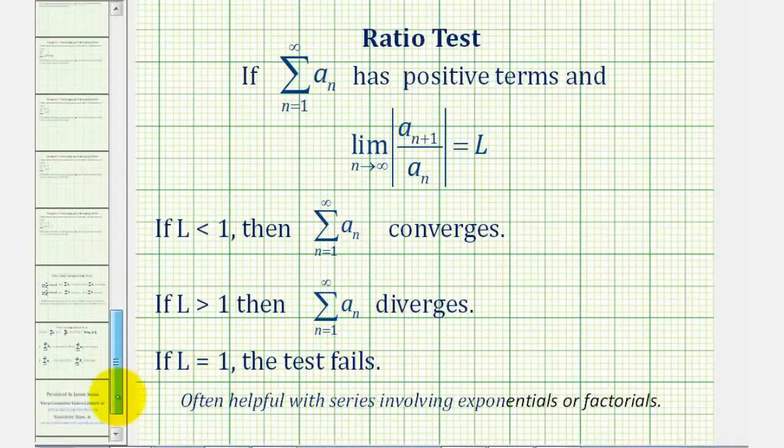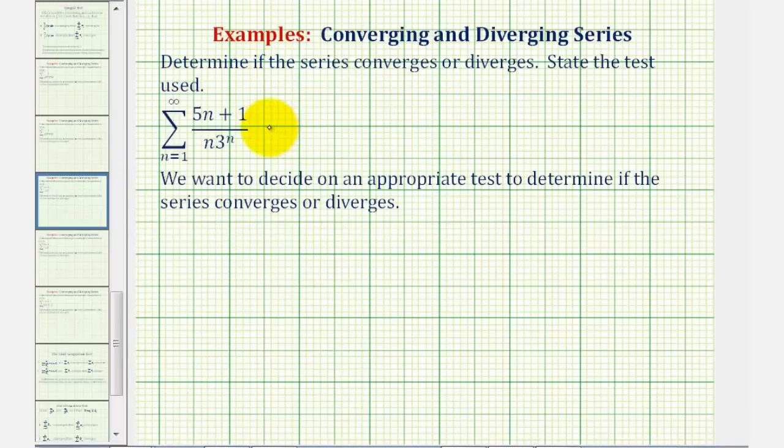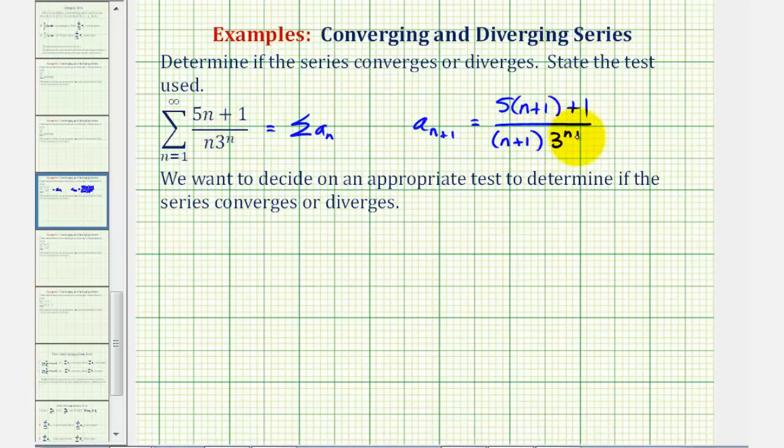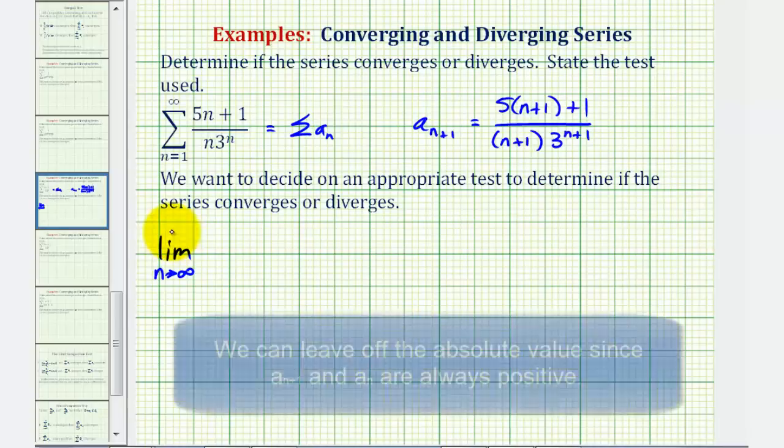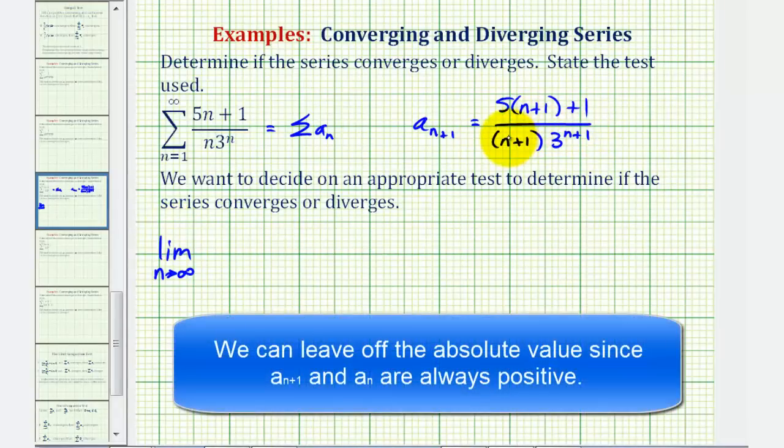So going back to our example, notice that the given series is the sum of a sub n. Then to find a sub n plus 1, we would substitute n plus 1 for n, which would give us 5 times the quantity n plus 1 divided by n plus 1 times 3 to the power of n plus 1. So now let's find our limit. We'll have the limit as n approaches infinity of a sub n plus 1, which would be this fraction here.